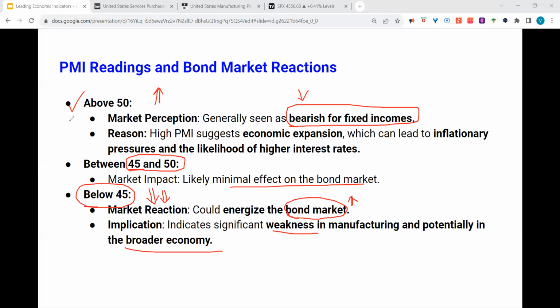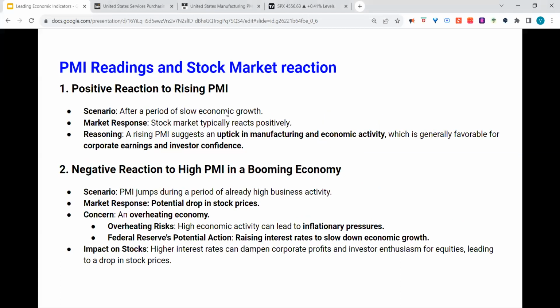So moving on to the next, the impact of the PMI on the stock market, right? When you look at the PMI reading for the stock market, assume that there is a period of slowdown, right? The economy is falling, and once the economy is falling and the PMI starts to increase, right?